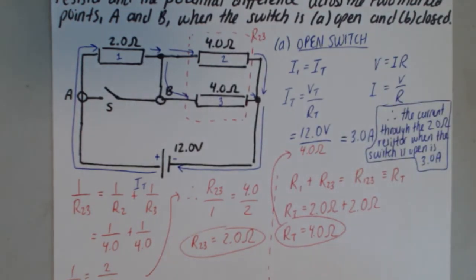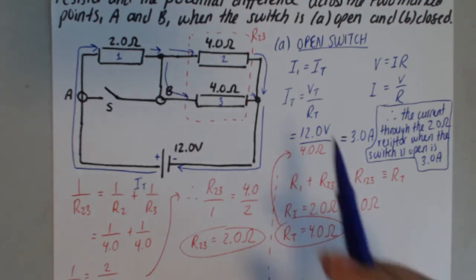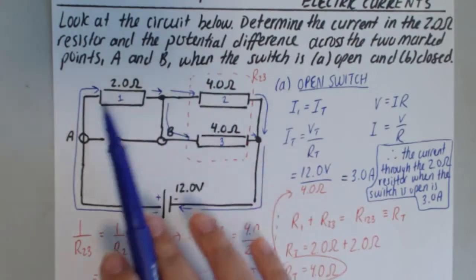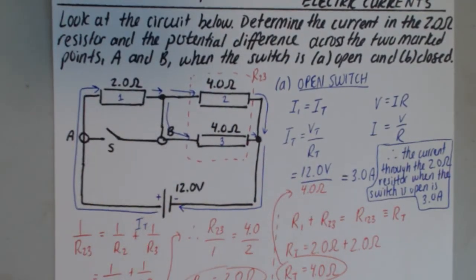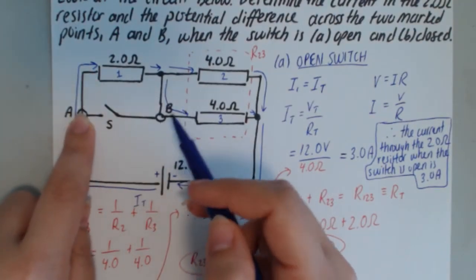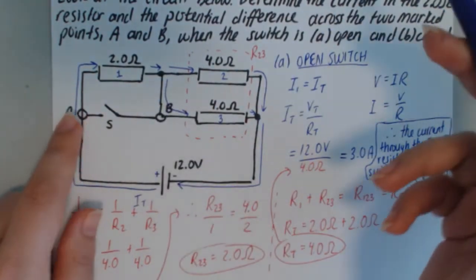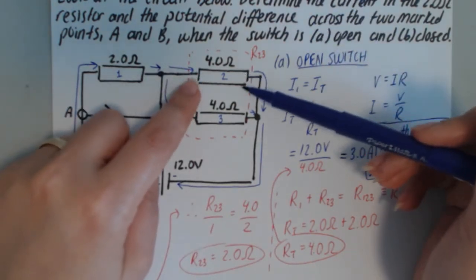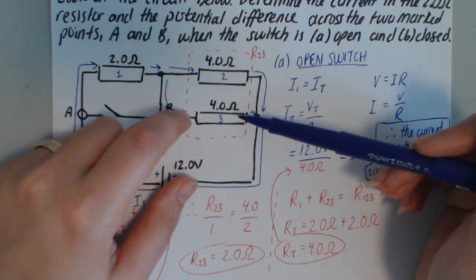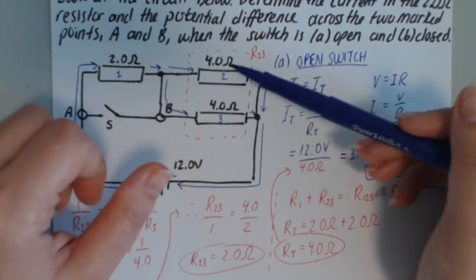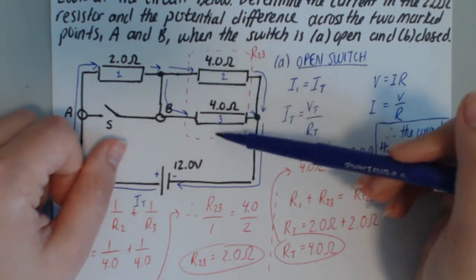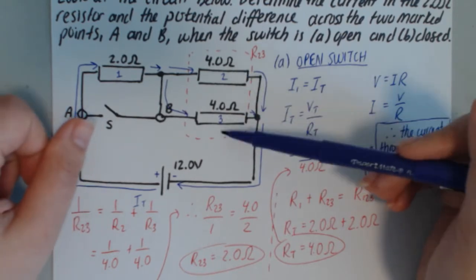Okay, so there's our answer, well, part of our answer for part A. Now we have to find the current in the 2 ohm resistor and the potential difference across the two marked points A and B. Well, notice where A and B are. A is across from this point in the 2, and B is across from this point in the 2. Remember I said that when you have resistors that are in parallel, they have the same voltage drop. They have the same potential difference, regardless of whether the resistances are or are not the same. So whatever voltage drop we have here, this will have the same. So V2 equals V3. And that's just because they're parallel.